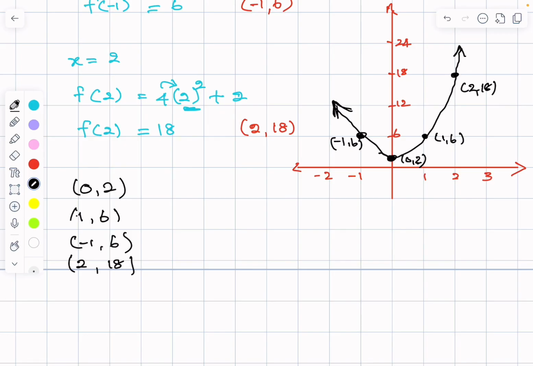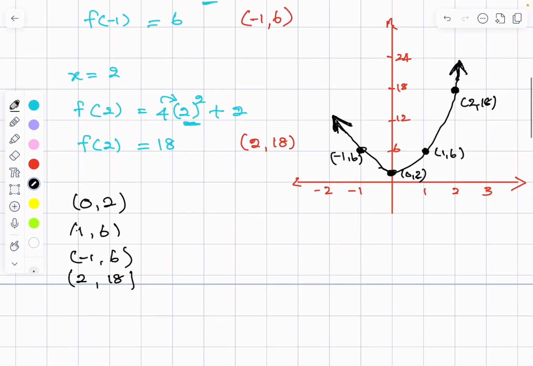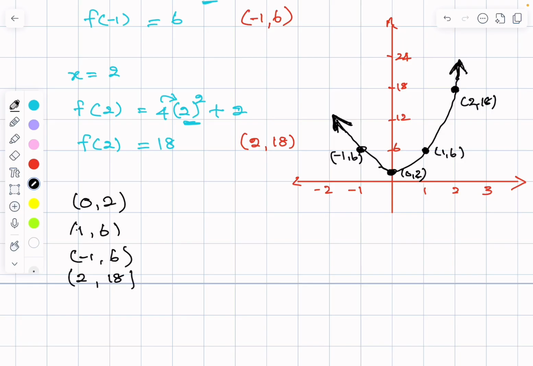Now look at the graph. It continues going left and right forever. So the domain is all real numbers, or in interval notation, negative infinity to infinity. Let's write here: domain, negative infinity to infinity.